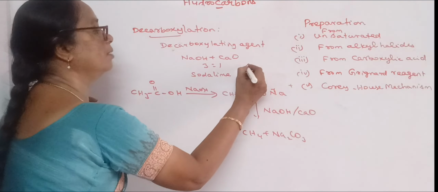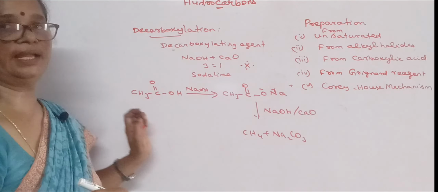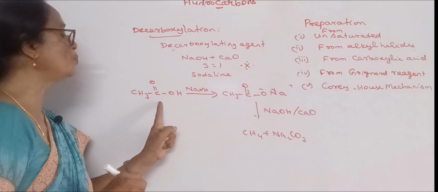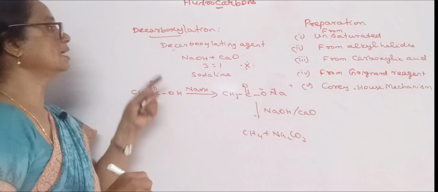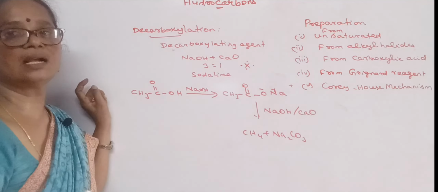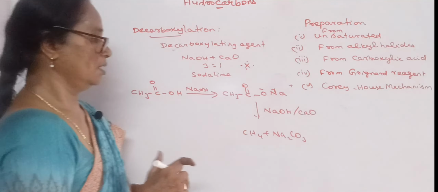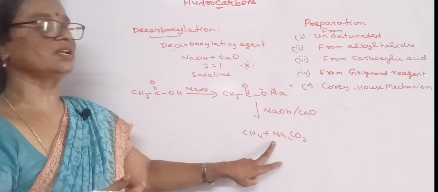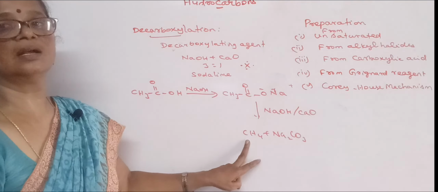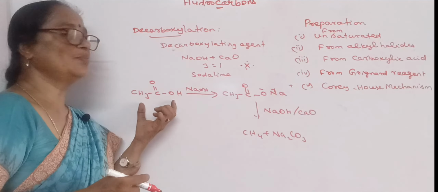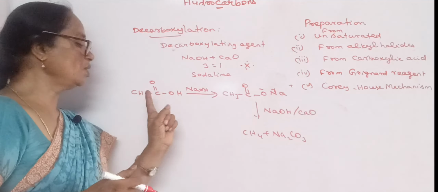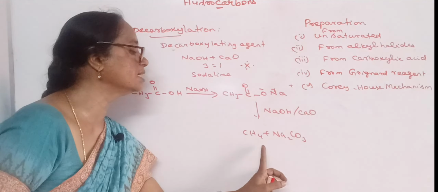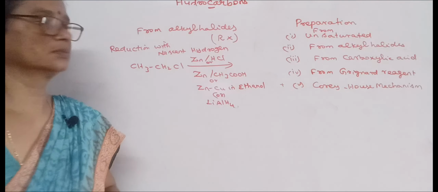The soda lime is an important reagent that is used to remove the carboxylate group of carboxylic acid. That's why the name is given as decarboxylation. So in this we are not able to get the higher member of hydrocarbon, we can have only methane. That means even though the carboxylic acid contains 2 carbons, one of the carbons is lost as carbon dioxide, and only the methyl group remains in methane form.